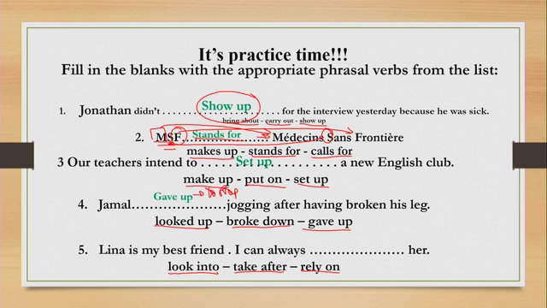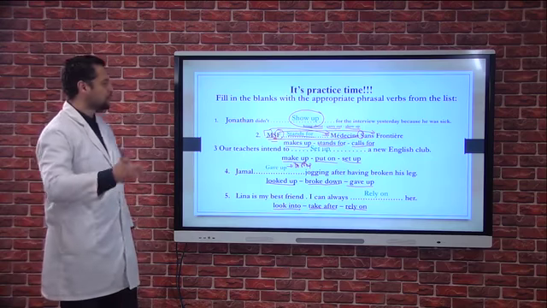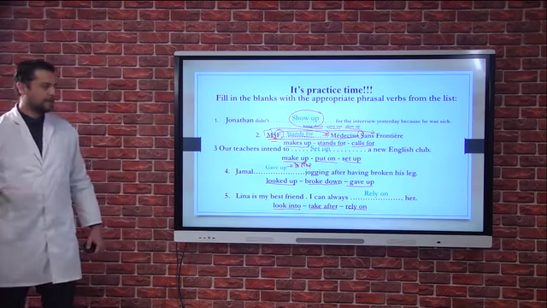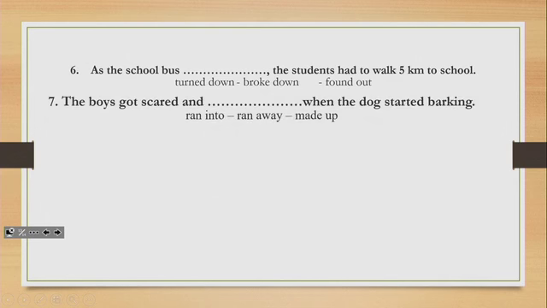And the last one: Lina is my best friend. I can always, of course, rely on her because she's always there to help me whenever I need her help. Number 6: as the school bus blank, the students had to walk 5 kilometers to school. We have here turned down, broke down, or found out. Number 7: the boys got scared when the dog started barking. Is it run into, run away, or made up?